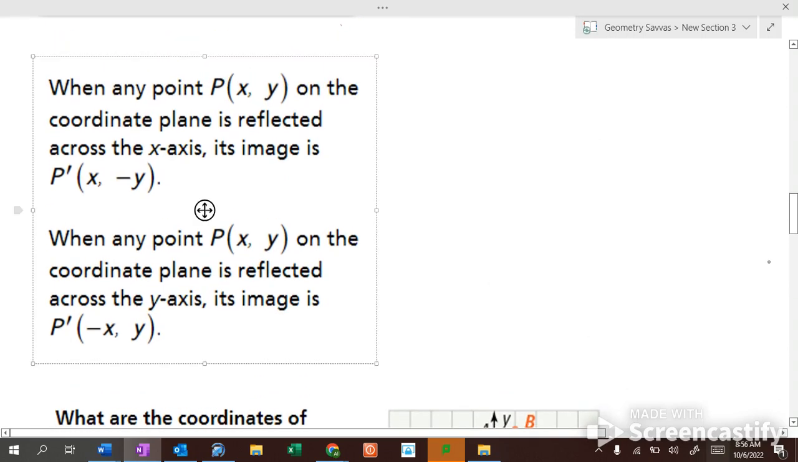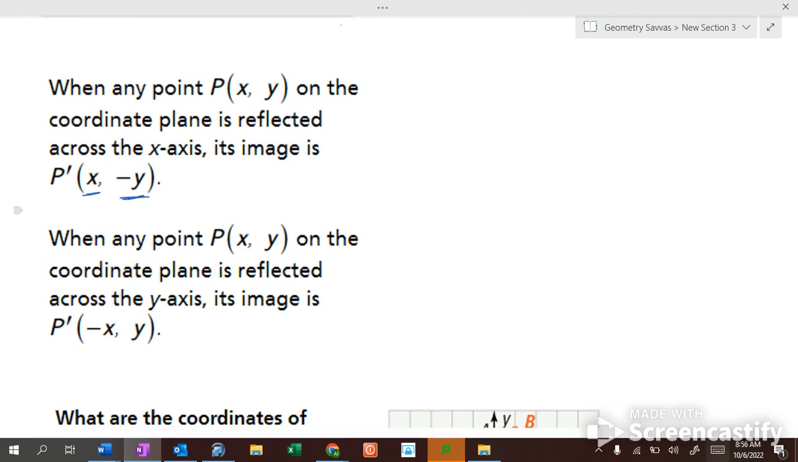So when you reflect across the x-axis, your x doesn't change, but your y becomes opposite. If we reflect across the y-axis, your y doesn't change, but your x becomes opposite. Okay, that's really important to know.